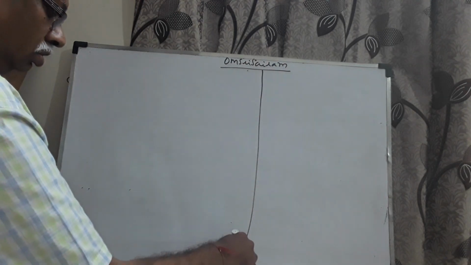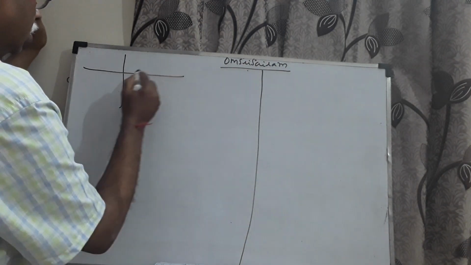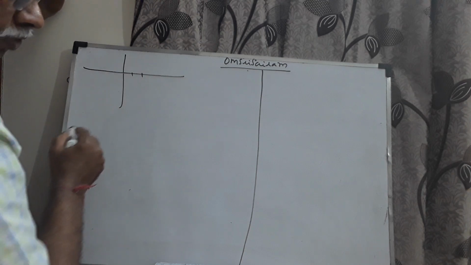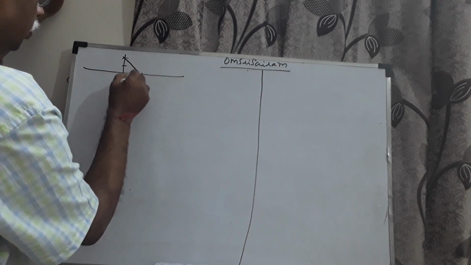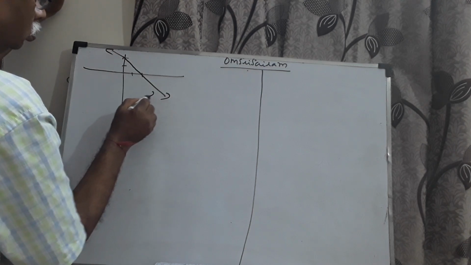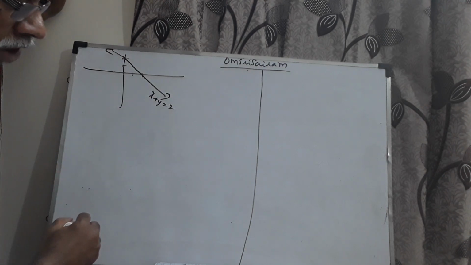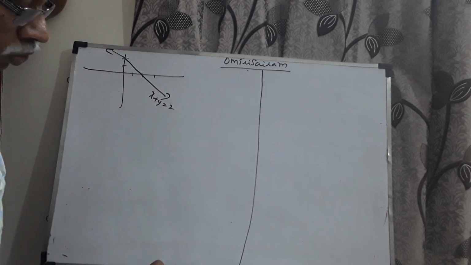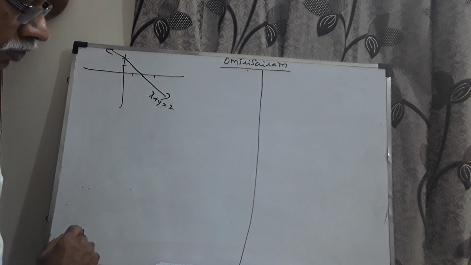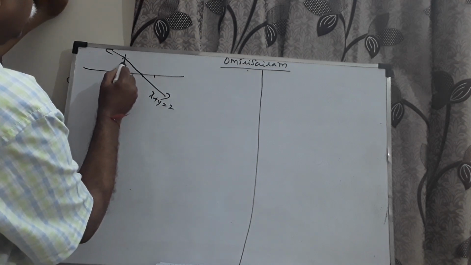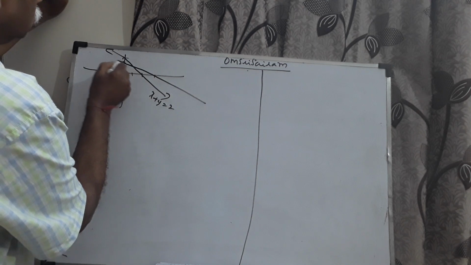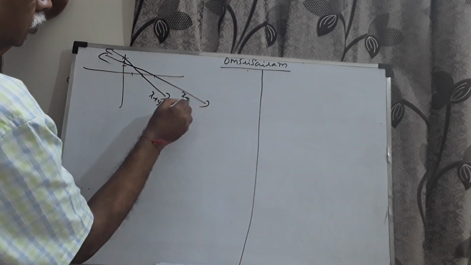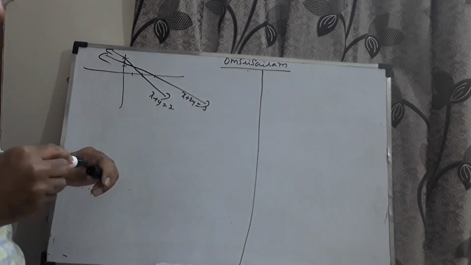Let me just initially draw the straight lines anyway. x + y = 2 is a straight line passing through (2, 0) and (0, 2). Therefore, this is my x + y = 2. Now, x + 2y = 3 is a straight line passing through (3, 0). When y is 0, x is 3, and when x is 0, y is 1.5. This will be 1.5. Okay, this is x + 2y = 3. This is how the diagram is drawn.